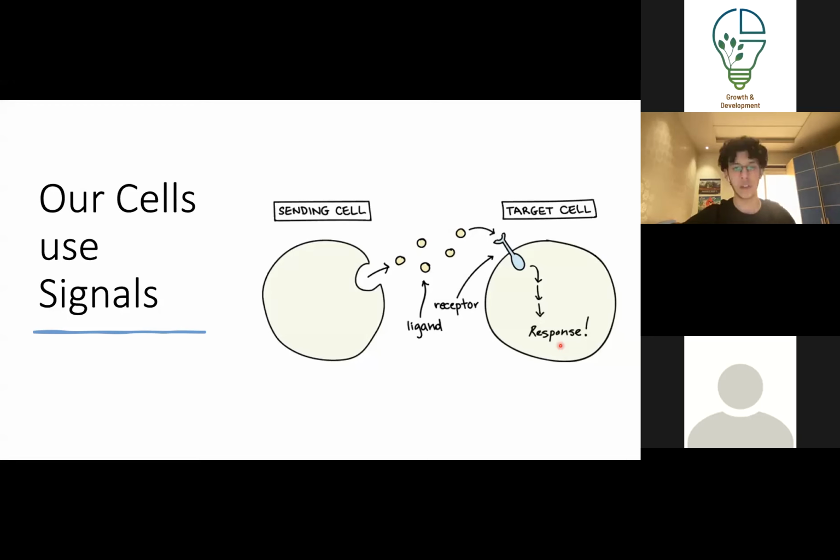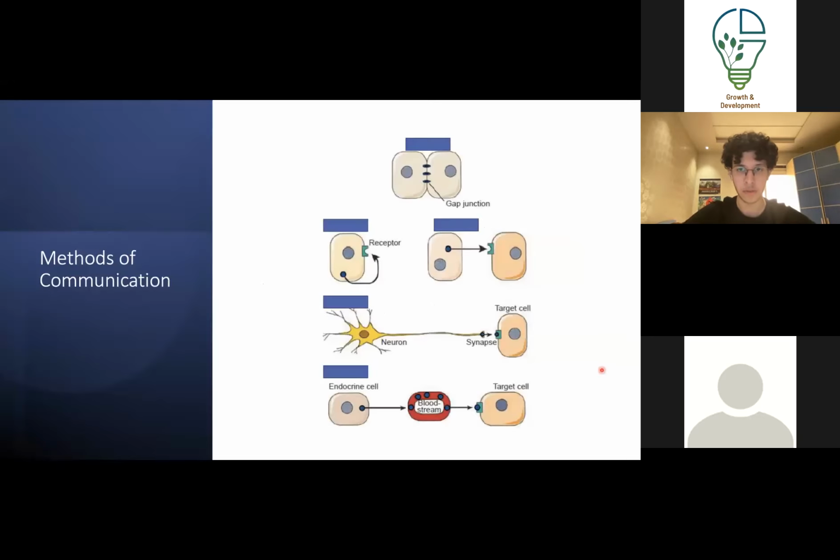There are many ways in which our cells do this. It could be through these modes, all right? You've probably seen this picture before. So this is two cells touching each other. They're directly fused to each other. This we would call juxtacrine, or cell-to-cell communication.